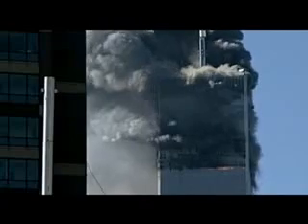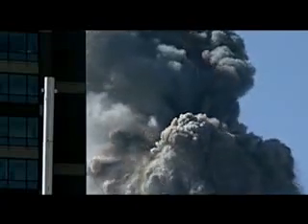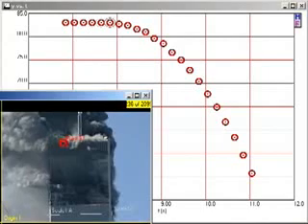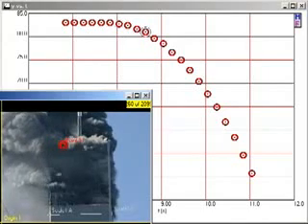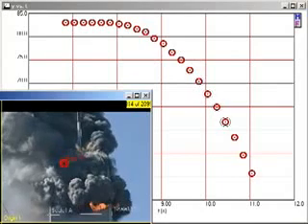This is the start of the collapse of World Trade Center Number 1, also known as the North Tower. We are here tracking the motion of the roofline at 0.2 second intervals through approximately 32 meters or 8 stories. This graph shows the height of the roofline as a function of time.